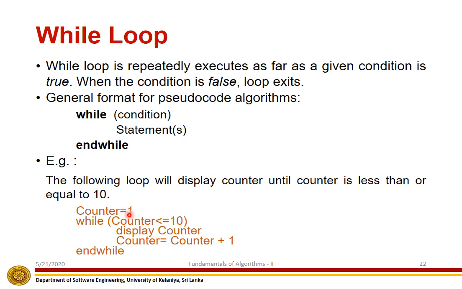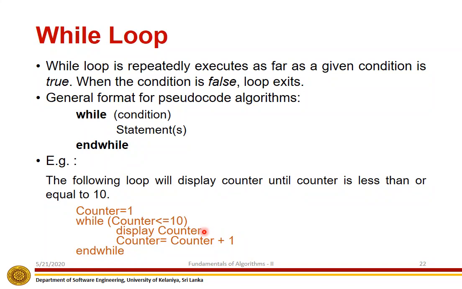Then again check the condition. 2 is less than 10. Display 2. Then the counter variable is 2, and 2 plus 1 makes the count variable 3. Next, again check the condition. 3 is less than 10, and display 3. Like that it will continue until count is 10, until it displays the 10.